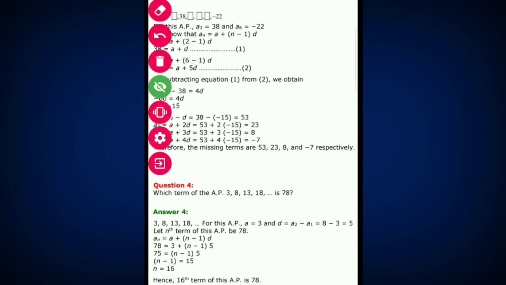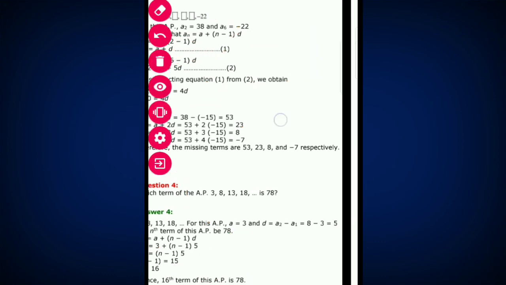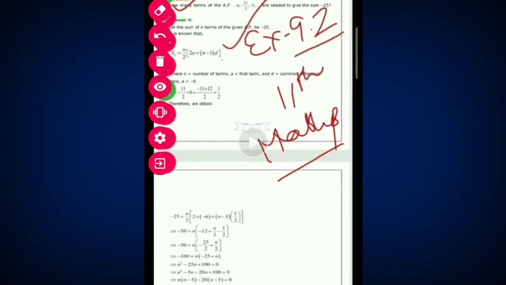Okay students, now I think this is also a very simple exercise. We will try. If there is any doubt, then please ask.